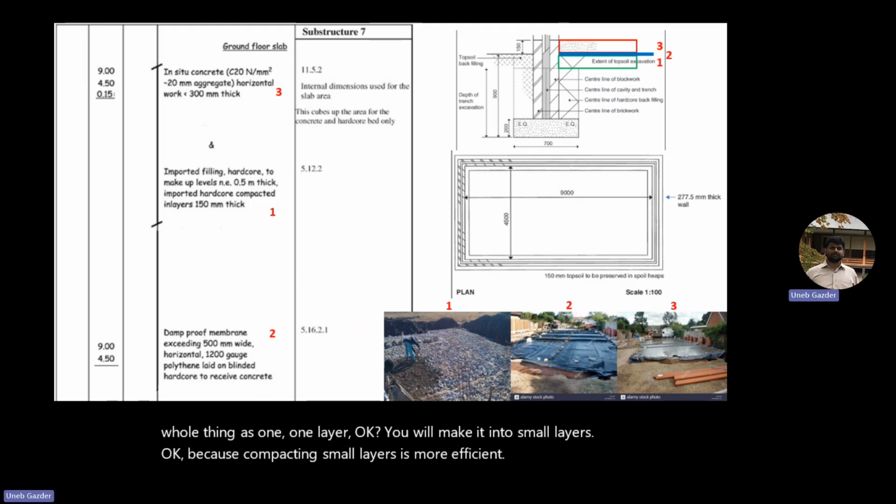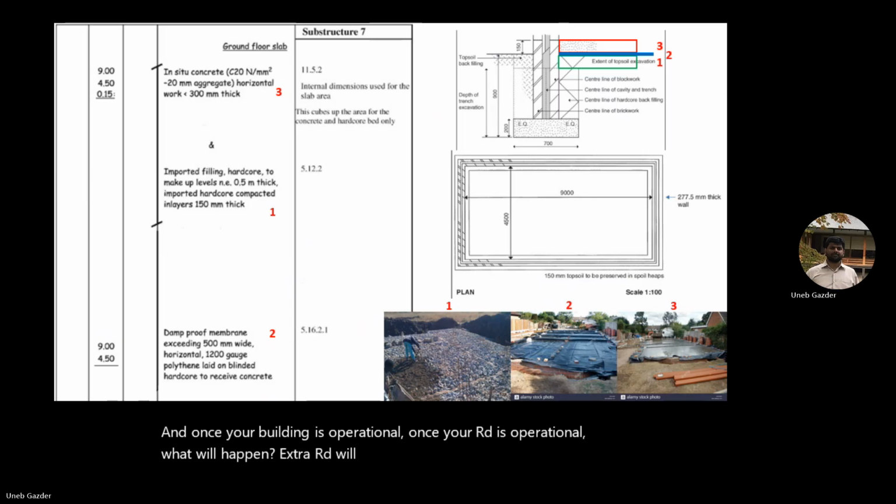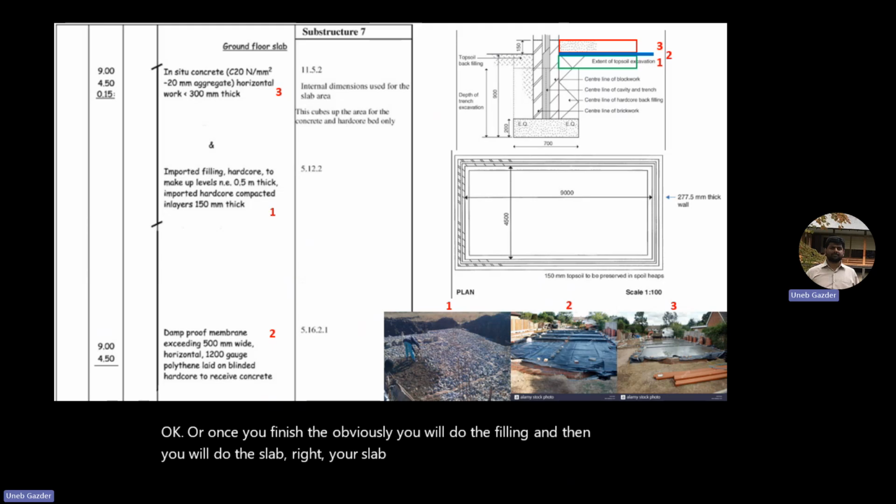If you make it into a big layer and do the compaction, there will be still some air voids left. Some gaps will be left. And once your building is operational, once your road is operational, extra load will come, right? Or once you do the filling, you will do the slab. Your slab has the load, and then you will have the load of the other floors and the load of yourselves.